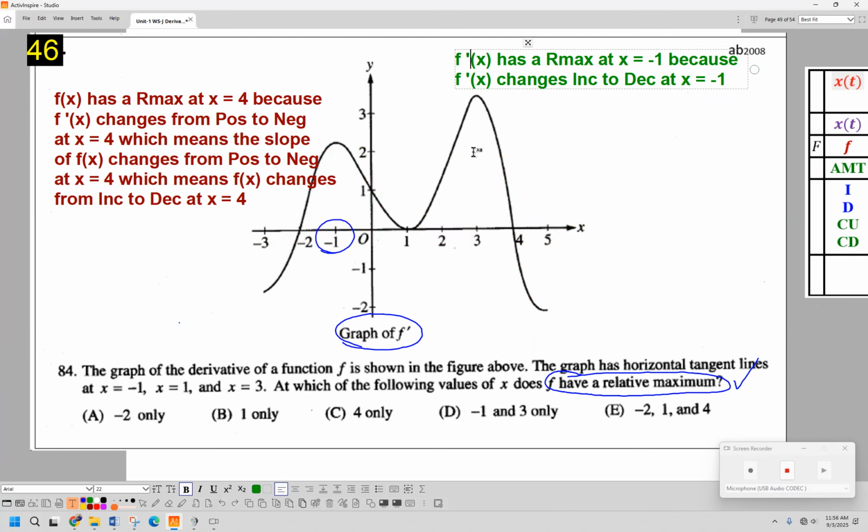If we're looking at f prime, we can see this is a relative max on f prime. This is another relative max on f prime. This is a relative min on f prime because we're looking at f prime.